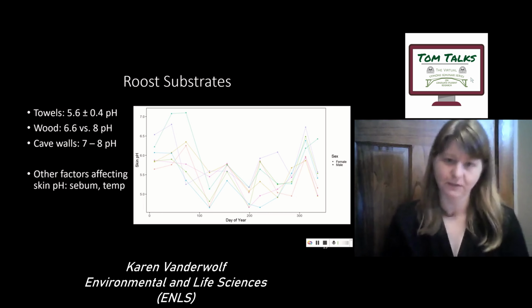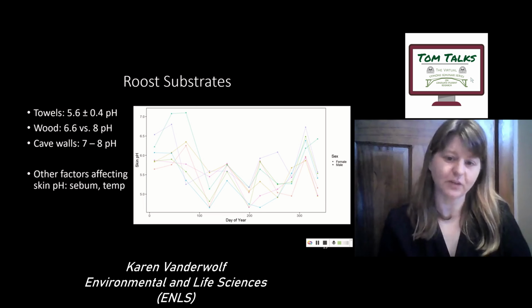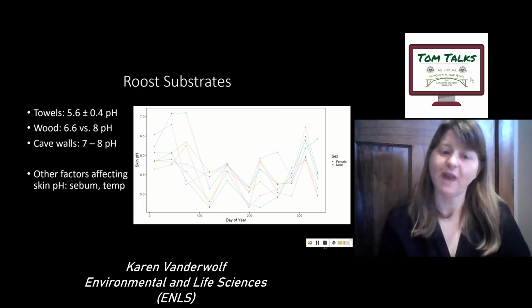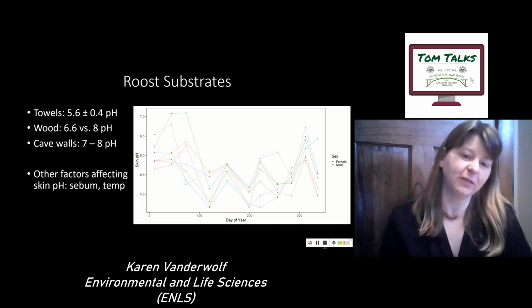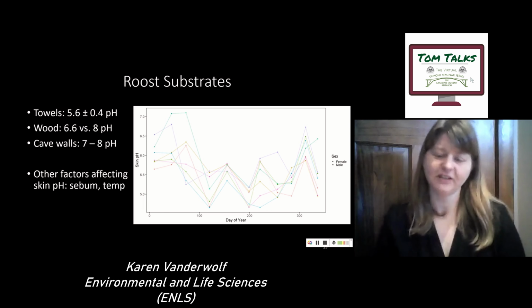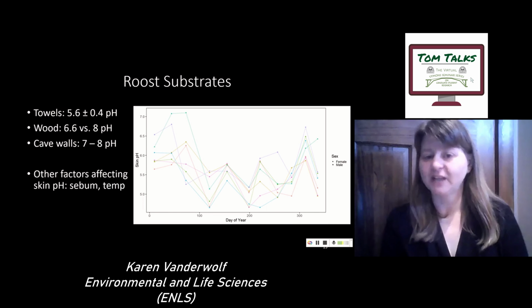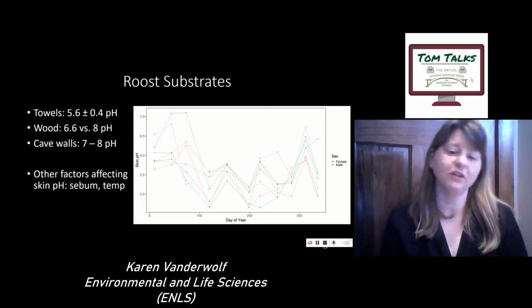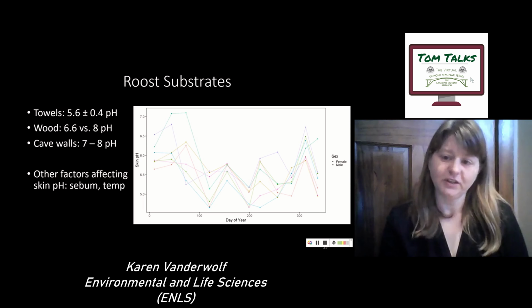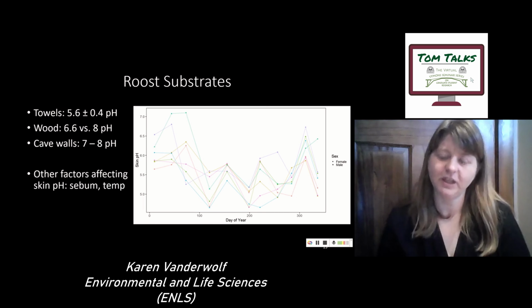So the graph is showing individuals that I measured over time in the captive bat colony. So again, skin pH is on the y-axis and day of year is on the x-axis on the bottom. Each color is an individual bat that I measured repeatedly over 1 year. Now, on the second to last points, that's in November, you might notice there's quite a big spike there. So skin pH is increasing in these individuals.